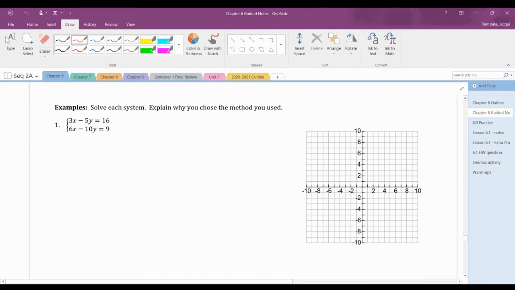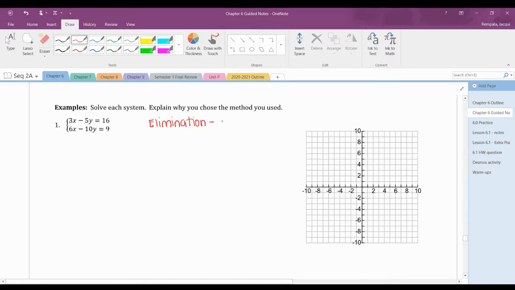Notice that in front of the first x is a 3. In front of the first y is a -5. The next x is 6. The next y is -10. So I don't even see any positive ones where I could potentially get a variable by itself. However, notice that I've got all the x's lined up, all the y's lined up, the equal signs lined up, the numbers lined up. So this tells me that elimination is the route that I should choose.